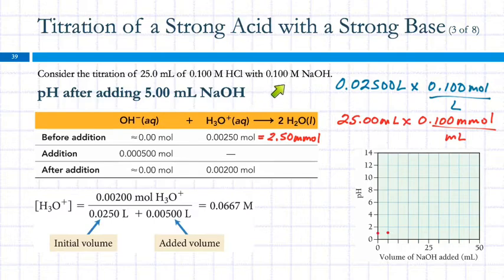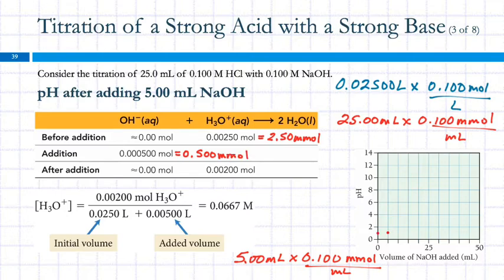So we are adding 5 milliliters of sodium hydroxide. The sodium hydroxide is 0.1 moles per liter. I'm just going to continue doing this in millimoles. So when I add 5 milliliters of sodium hydroxide, the concentration is 0.1 millimoles per milliliter. How many millimoles have I added? Five times 0.1, 0.5. Aren't those numbers easier to look at? So I have 0.5 millimoles of hydroxide ion, and I have 2.5 millimoles of hydronium ion.